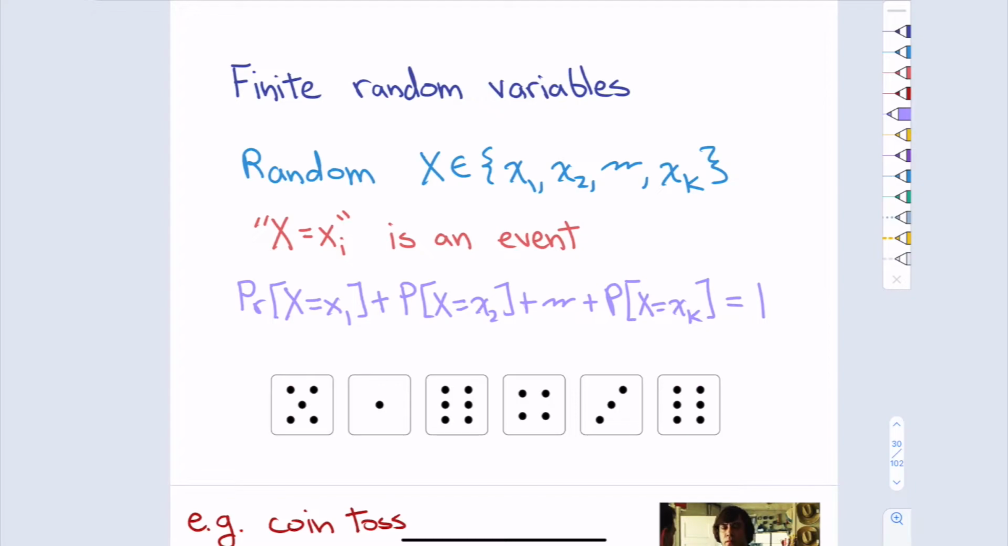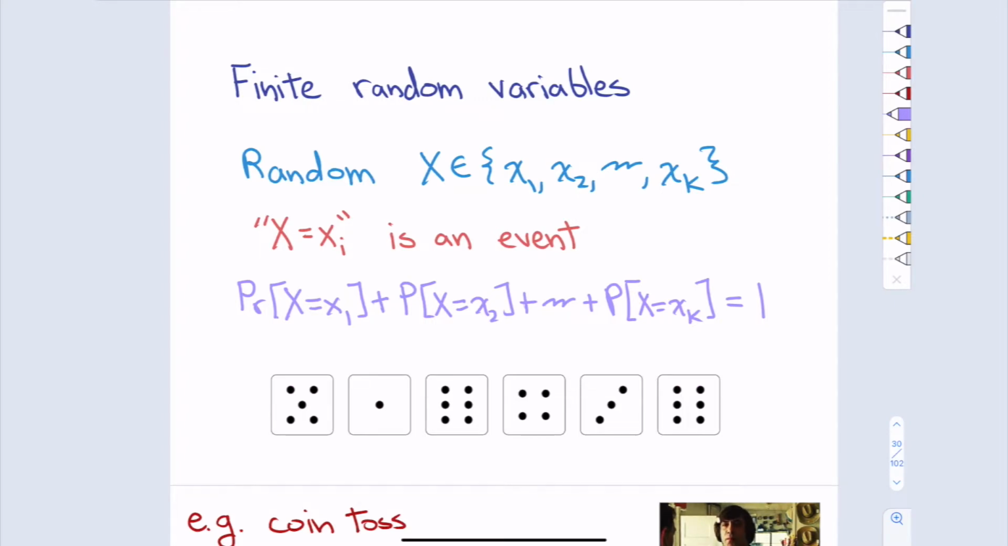So, going beyond events, we also have random variables. The standard example is a dice. You can think of a dice as a random variable that's one of the values 1 through 6, each with equal probability, 1 over 6. So a random variable is just something that'll take on some value with various different probabilities.